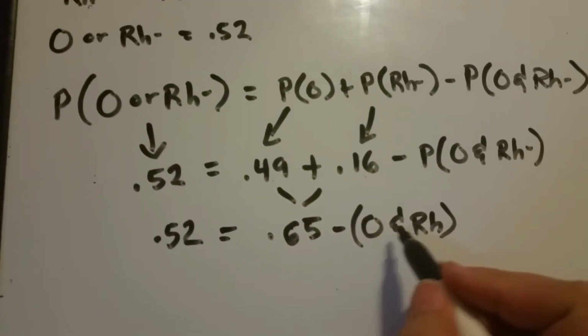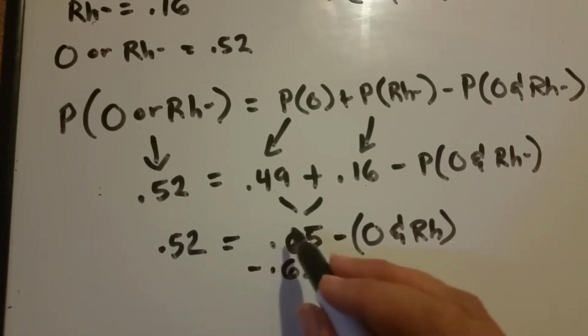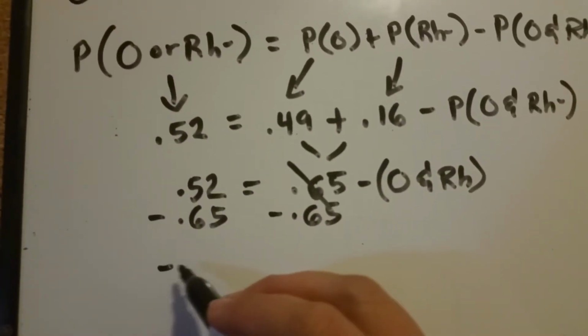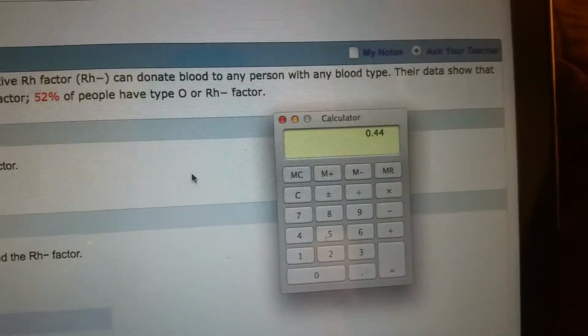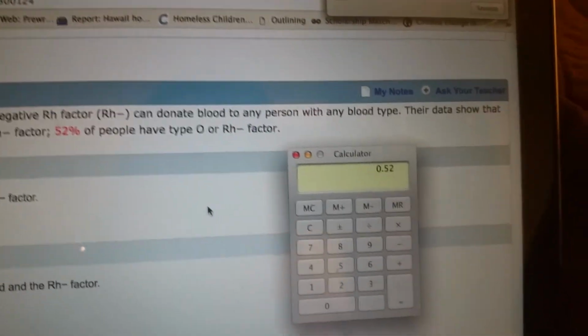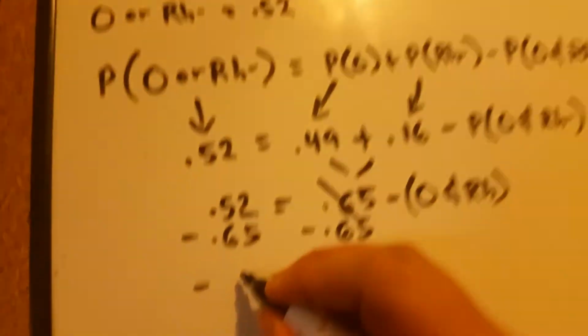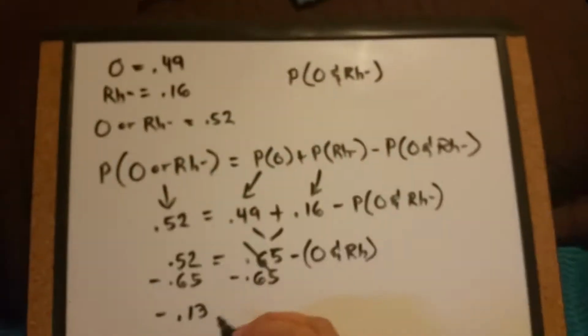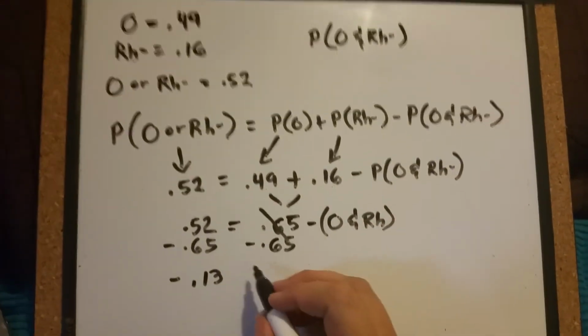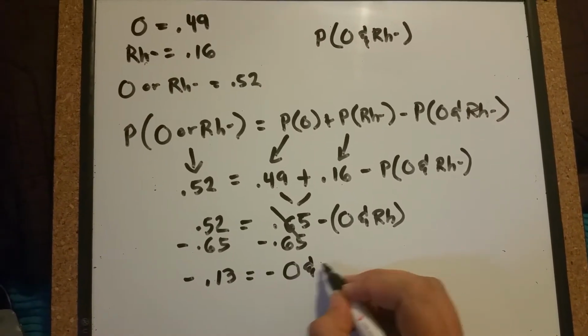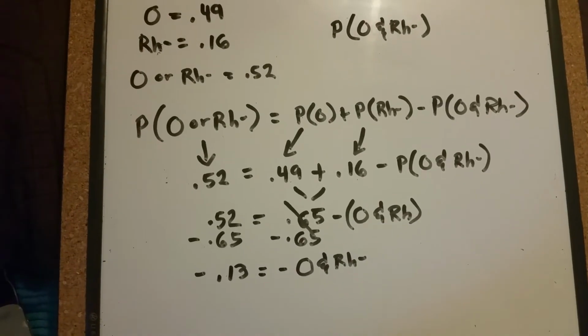Then I want to get this alone, so I'm going to do the opposite. Since this is a positive, we're going to do negative on both sides. That cancels that out. And 0.52 minus 0.65, let's get that calculator. I've got 0.52 minus 0.65, and I'm left with a negative 0.13. Equals, this is gone, so now we're left with the probability of O and Rh negative.